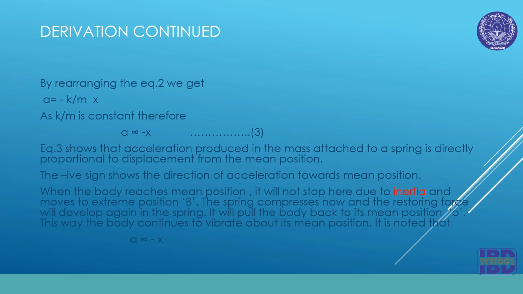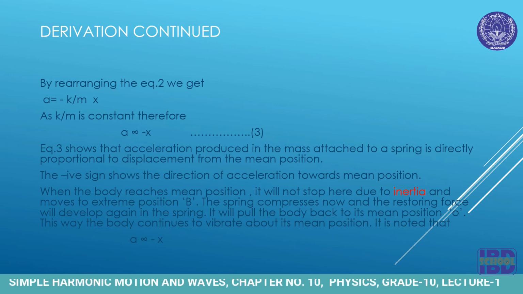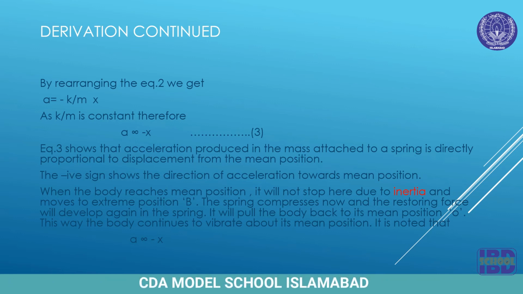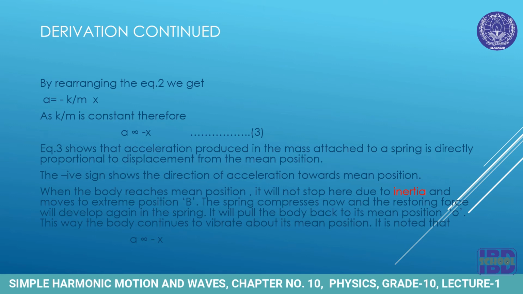Therefore, if we eliminate these two quantities from the equation, we will get A directly proportional to minus x. This equation shows that acceleration produced in the mass attached to a spring is directly proportional to displacement from the mean position. The negative sign shows direction of acceleration towards mean position.